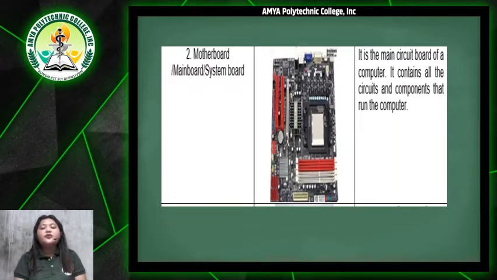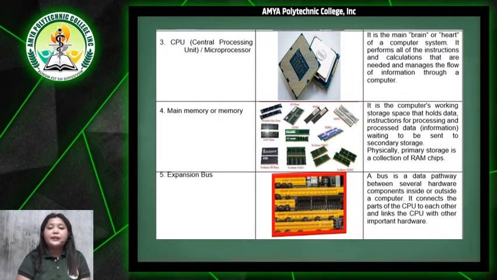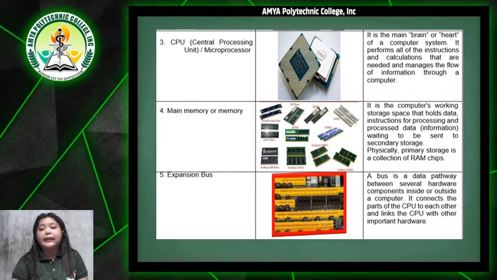Next we have the motherboard, or the mainboard or system board. It is the main circuit board of a computer, and it contains all the circuits and components that run the computer. Next is the CPU, or the central processing unit, or the microprocessor. So it is the main brain or heart of a computer system. It performs all of the instructions and calculations that are needed and manages the flow of information through a computer.